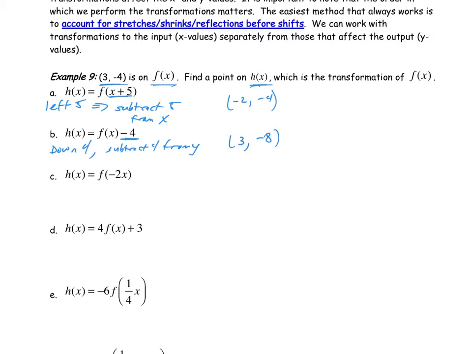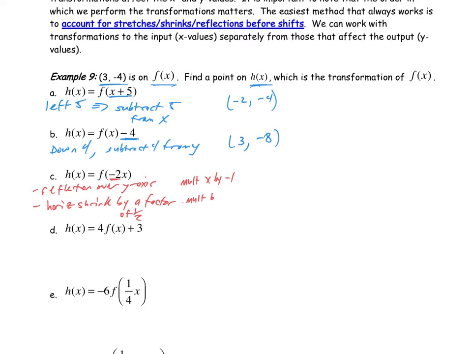Letter C, we have f of negative 2x. Things inside the function affect x. So the negative is a reflection over the y-axis. So we have two transformations. Reflection over the y-axis, and the 2 is a horizontal shrink by a factor of 1/2, which means we're going to multiply x values by 1/2. Remember, if we multiply x by 2 inside the function, our transformation is actually going to be multiplying x values by 1/2. So reflection over the y-axis means we multiply x by negative 1, and the horizontal shrink means we multiply x by 1/2.